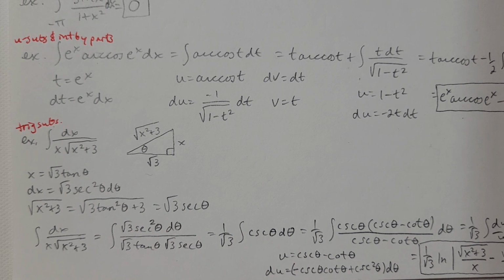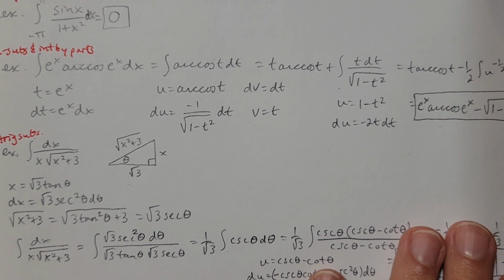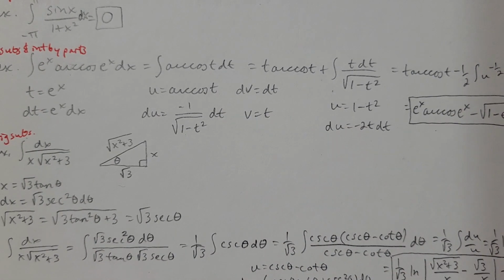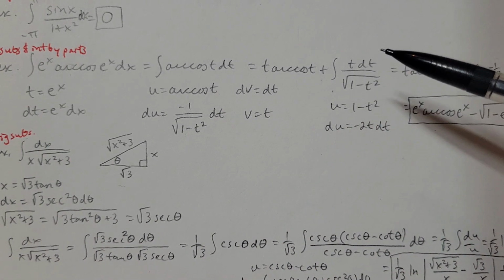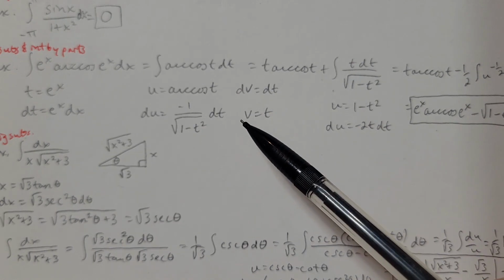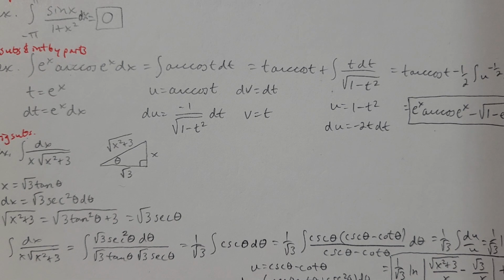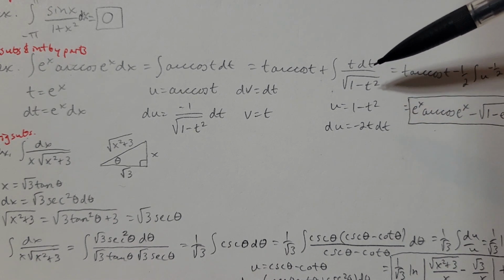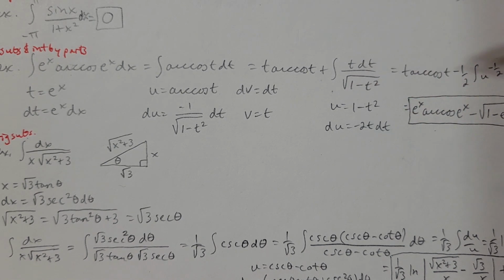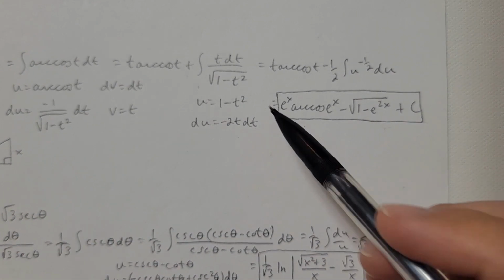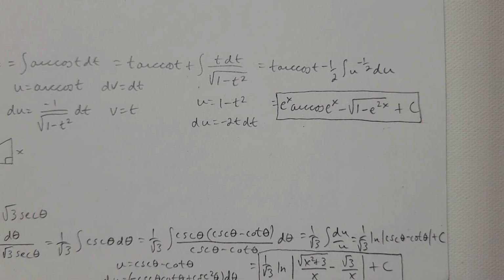Okay, so if we use parts here, we're going to have t times the arc cosine of t plus the integral of t divided by the square root of 1 minus t squared dt. Minus and negative means plus. So the next thing is getting this integral here.